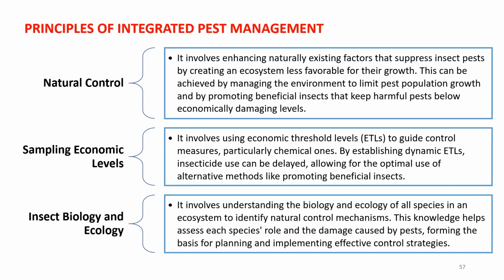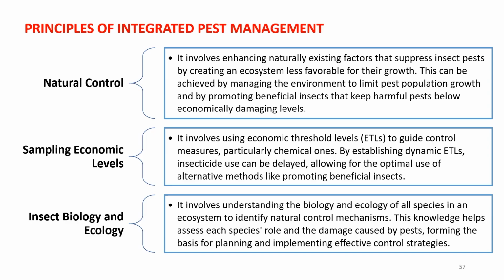So, what are the different principles of integrated pest management? It relies on various principles like natural control, sampling economic levels, then insect biology and ecology. Natural control involves enhancing naturally existing factors that suppress insect pests by creating an ecosystem less favorable for their growth. This can be achieved by managing the environment to limit pest population growth and by promoting beneficial insects that help keep harmful pests below economically damaging levels.